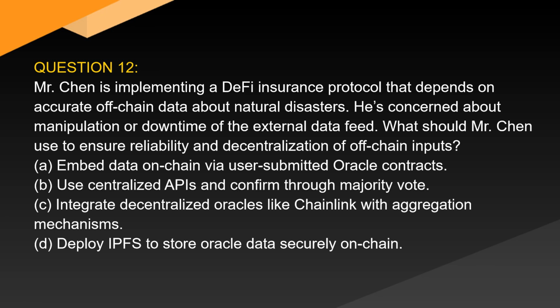Question 12. Mr. Chen is implementing a DeFi insurance protocol that depends on accurate off-chain data about natural disasters. He's concerned about manipulation or downtime of the external data feed. What should Mr. Chen use to ensure reliability and decentralization of off-chain inputs? A. Embed data on-chain via user-submitted oracle contracts. B. Use centralized APIs and confirm through majority vote. C. Integrate decentralized oracles like Chainlink with aggregation mechanisms. D. Deploy IPFS to store oracle data securely on-chain.